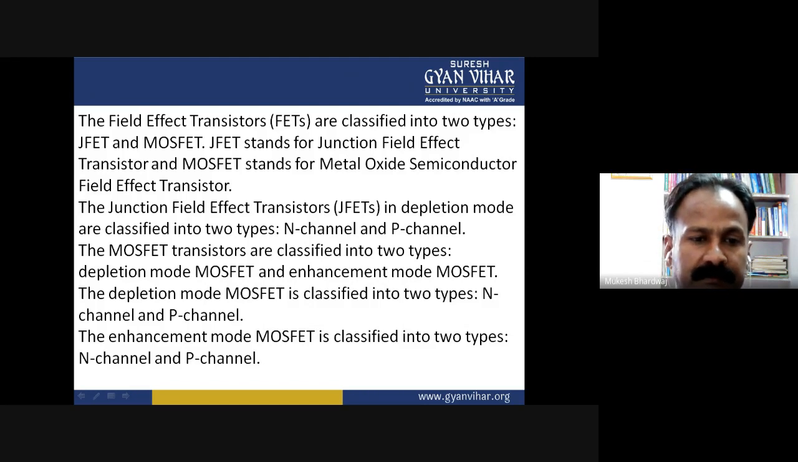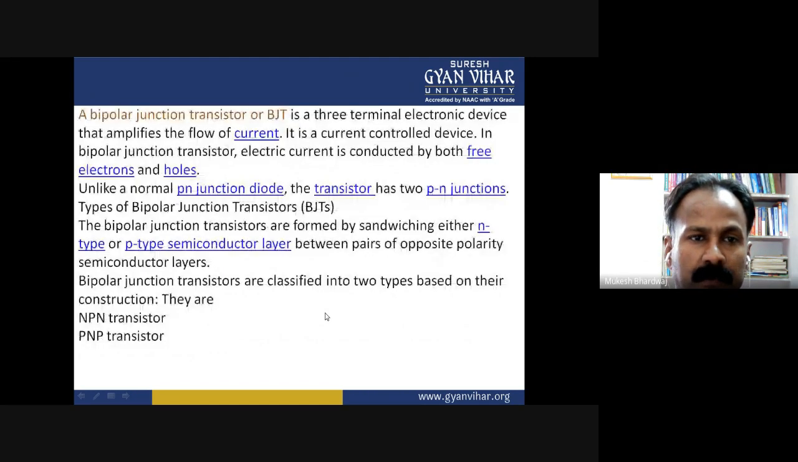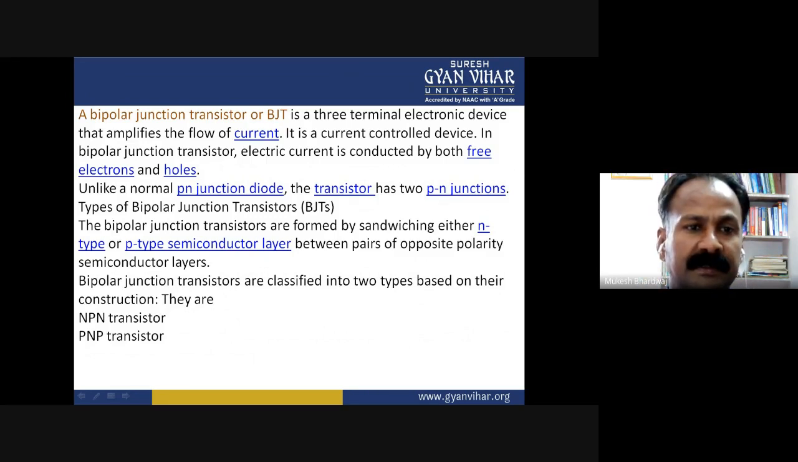Next, a bipolar junction transistor, or BJT, is a three-terminal electronic device that amplifies the flow of current. It is a current control device. In a bipolar junction transistor, electric current is conducted by both free electrons and holes.